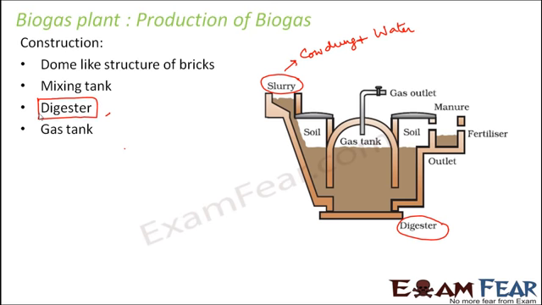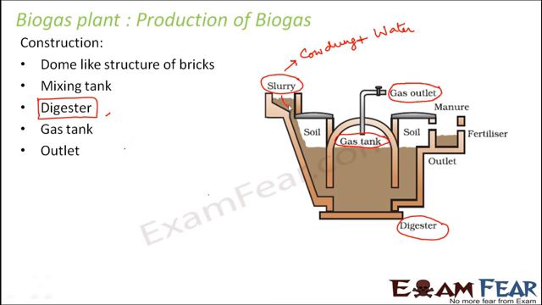Next part is the gas tank. Here you can see the gas tank. What happens here? Here the biogas is stored, and that is why it is called the gas tank, and it is located just above the digester. And finally you have the gas outlet. Here you can see the gas outlet. From here the biogas is taken out.